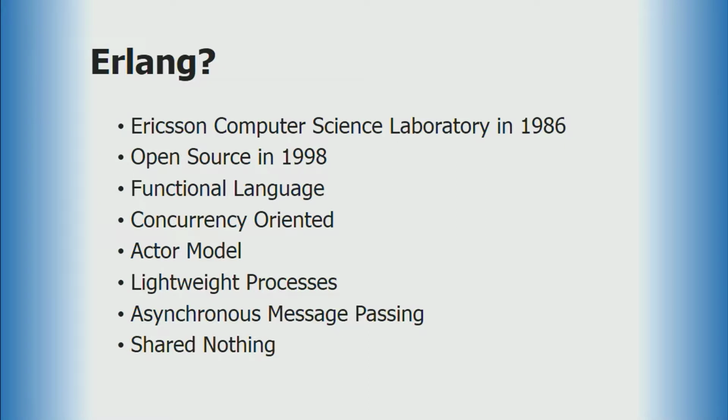Erlang was made in 1986. That's when it first came out. It was open sourced in 1998, so 20 years open source. It's a functional language, concurrency oriented, using the actor model with async message passing. And there's shared nothing. Nothing shares memory. There are no static variables. There are no global variables. Things like that make it really easy to debug, and easy to throw up systems in a short amount of time.